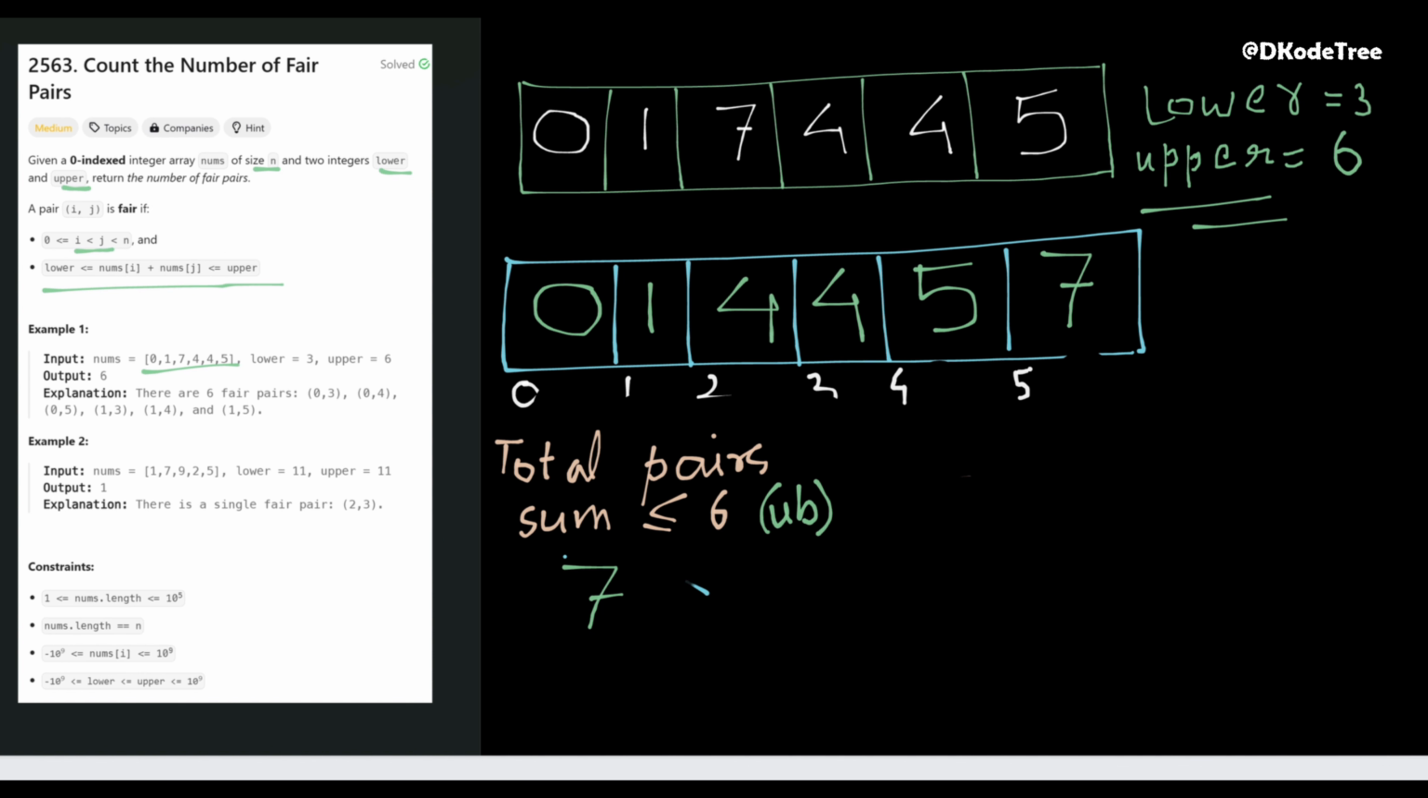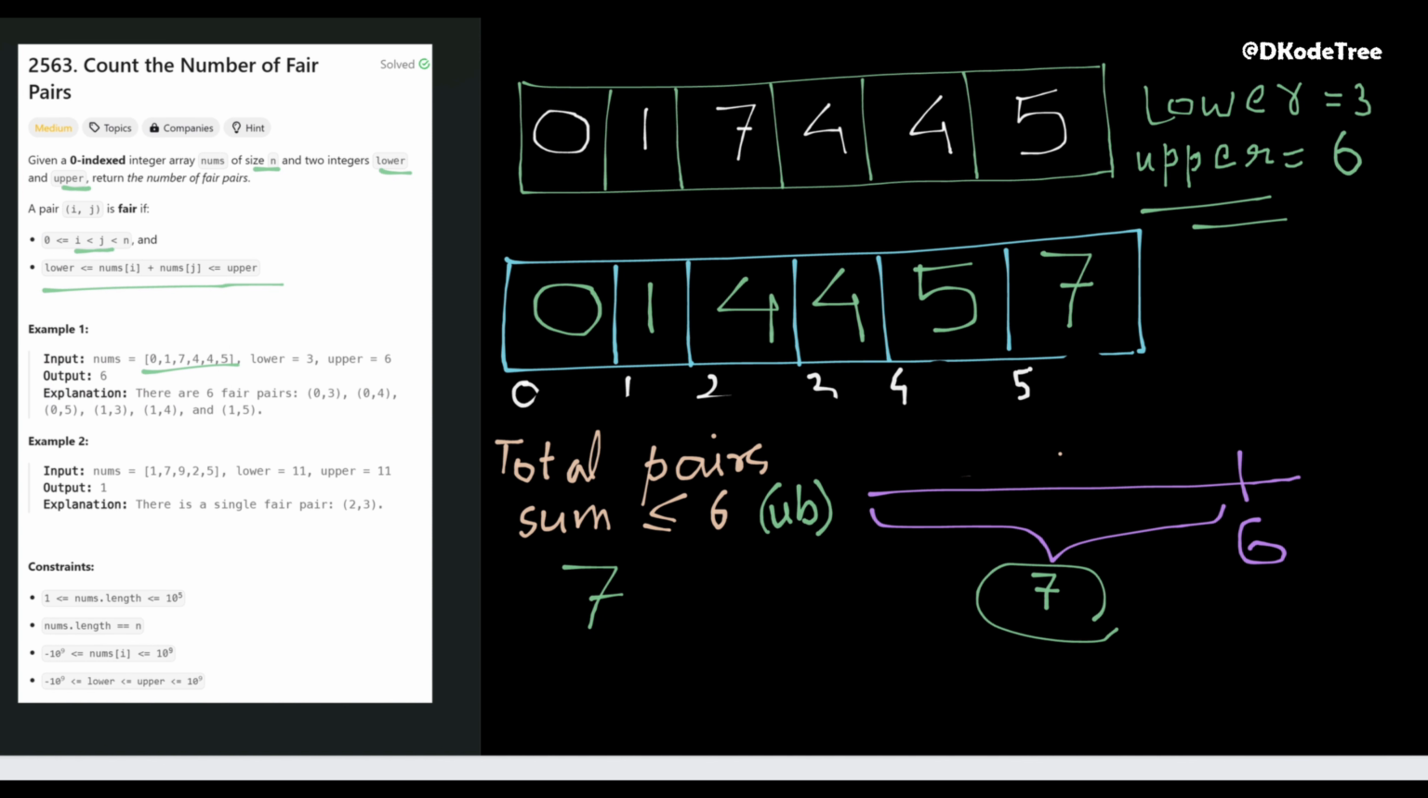So the answer is definitely going to be less than 7, but this answer includes all the pairs which are actually greater than the lower bound as well. Say on a number line, we have all the pairs whose sum is less than equal to 6, and that we have calculated as 7. So our answer will definitely be less than this.